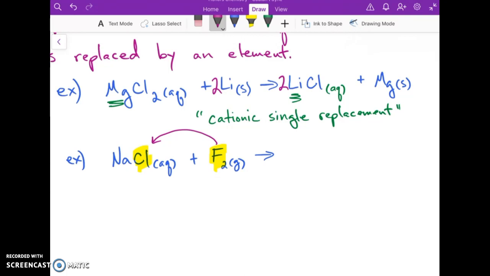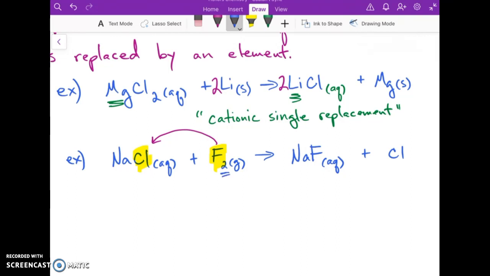And so if that happens, we should get, on the right side, sodium fluoride. And again, the compounds are always going to be aqueous, and we're going to get chlorine kicked out by itself. But if you remember, chlorine is diatomic, just like fluorine was over here.